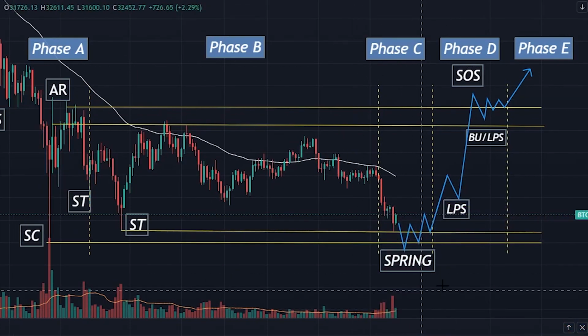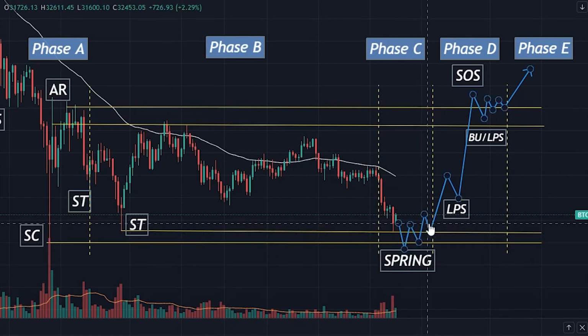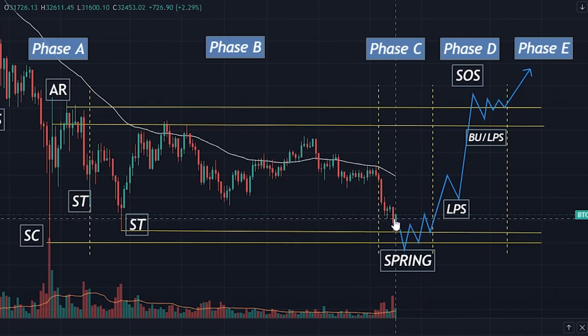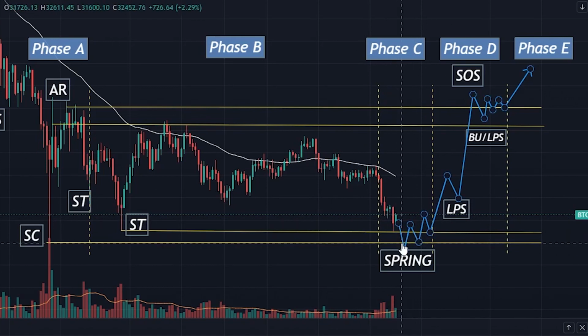In phase C, of course, there's the spring. In order for phase C to play out, we would have to go below the support. So we would have to go just below $30,000 to cause the ultimate panic in the market, make retail investors sell their positions at a loss, make them panic sell, basically stop out traders and misled investors before then getting a bounce up off the spring. So if this scenario plays out, that means that potentially we will be going under $30,000 before seeing that move back up.